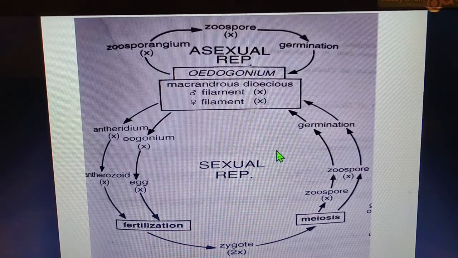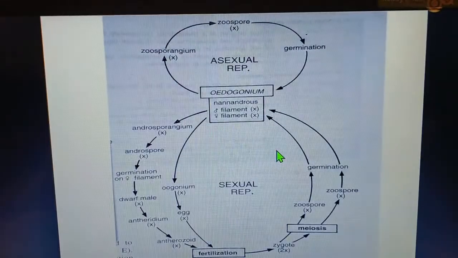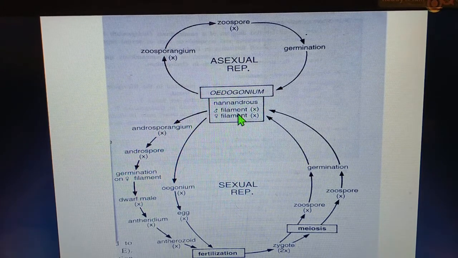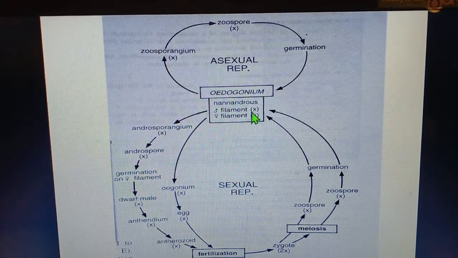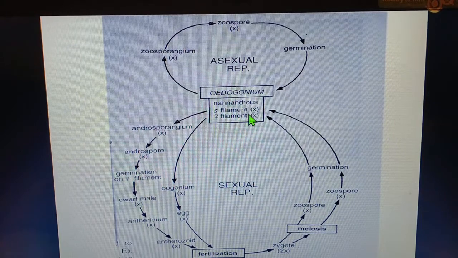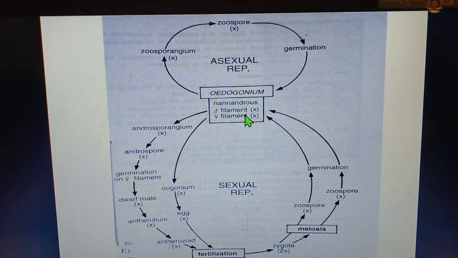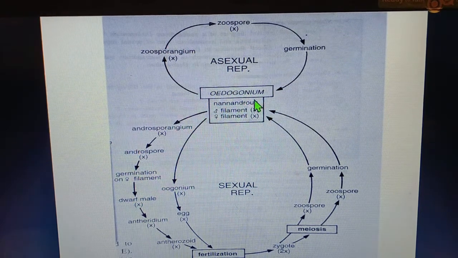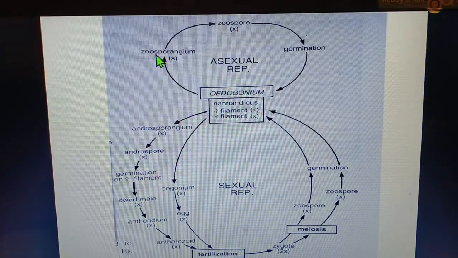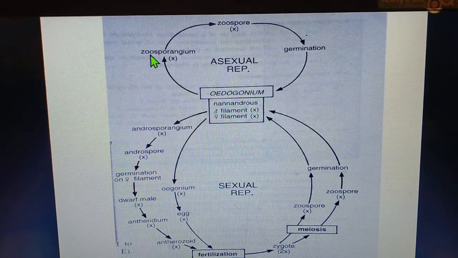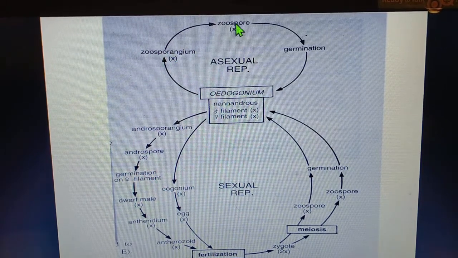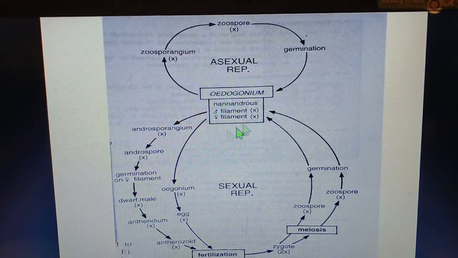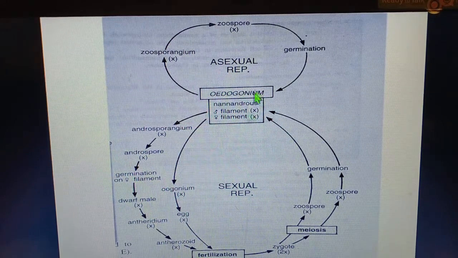Okay, so now this one shows the life cycle of the Nannandrous species, and in Nannandrous we know that the male and the female structures are always born on different filaments. That is why it is always dioecious. So the asexual reproduction is the same thing. From a filament we will get a zoosporangium, and inside the zoosporangium the zoospores will form, which upon germination will give rise to a mature Oedogonium filament.